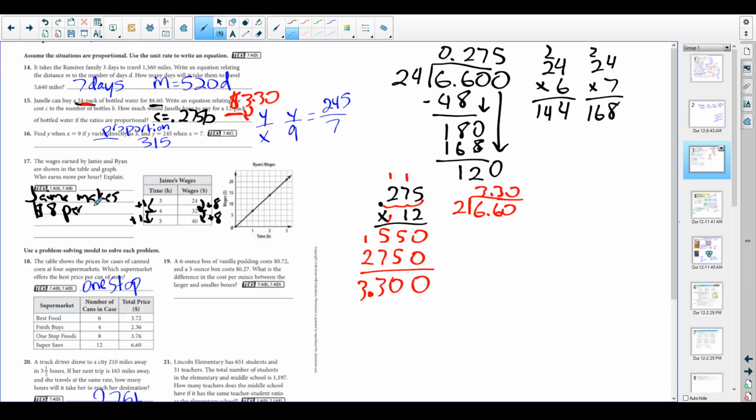$8 per hour. Okay. Then we look at Ryan over here. Ryan gives us a graph instead of a table.